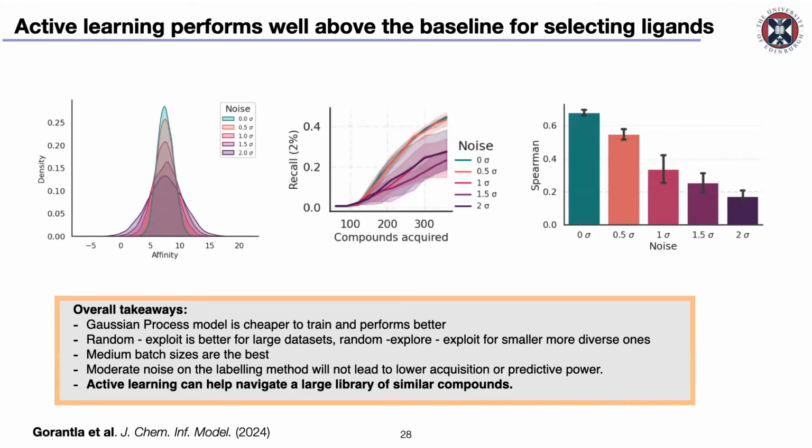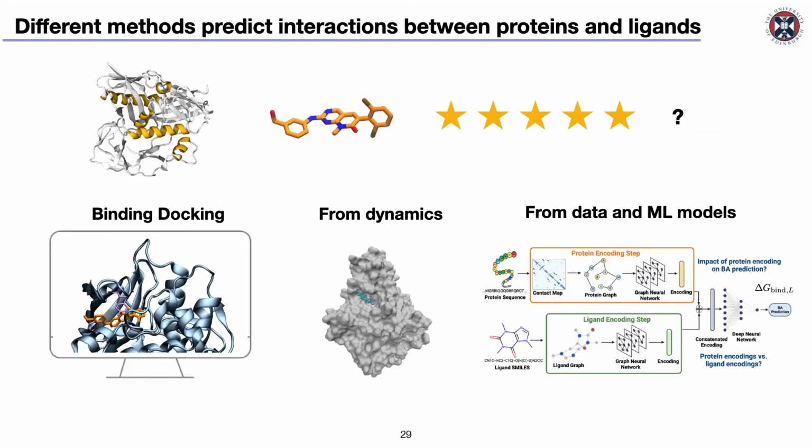And I think the key takeaways, so we ran a lot of benchmarks. If you're interested, there's a lovely paper on it. But the main takeaways we found are that Gaussian process models are actually pretty good. They're cheap to train and easy to use. And the main thing: active learning can really help navigate large ligand libraries and select compounds for labeling, either through experiments or through an RBFE calculation. So that's the end of this part.